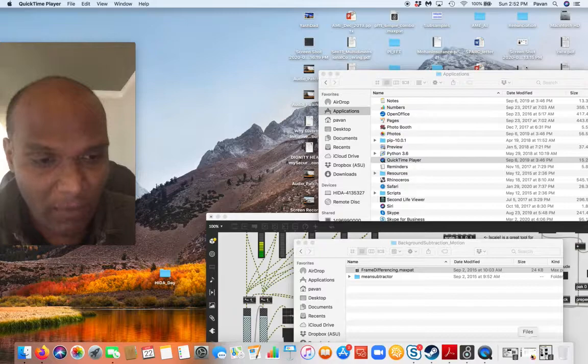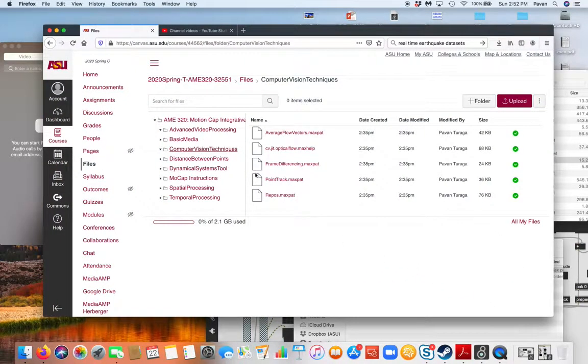So the patches I'm talking about are already up on your canvas. There's a few additional folders which I created. If you go to this folder which says computer vision techniques, you will see a set of 5 patches, and we will try and run through these today. And we will start with this patch, which is called frame differencing, to start. Okay.